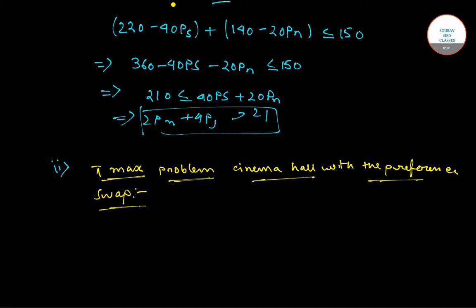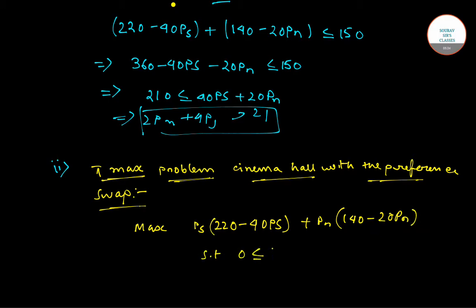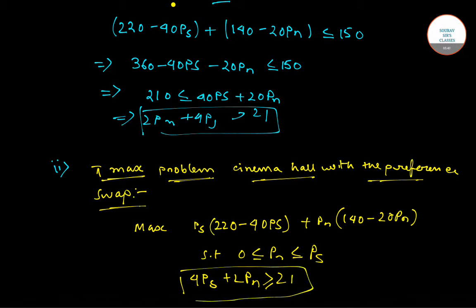So how do we do it? For this, we maximize PS into 220 minus 40 PS plus PN into 140 minus 20 PN, subject to PN belonging between PS and 0. Now from here we can simply write 4 PS plus 2 PN is greater than 21. So we have found the equation to be 4 PS plus 2 PN greater than 21.